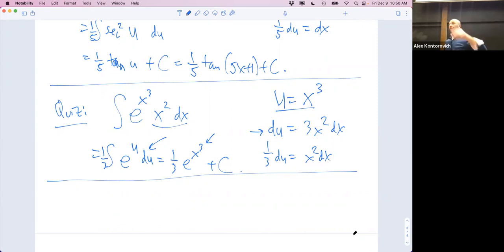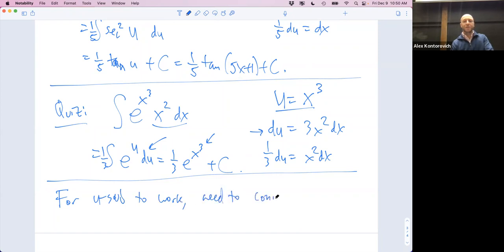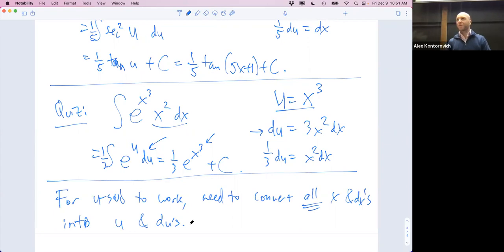That's a really, really good point. Let's put it here. For u substitution to work, for u sub to work, you need to convert all x and dx's into u and du's. Having them mixed together is going to cause problems.